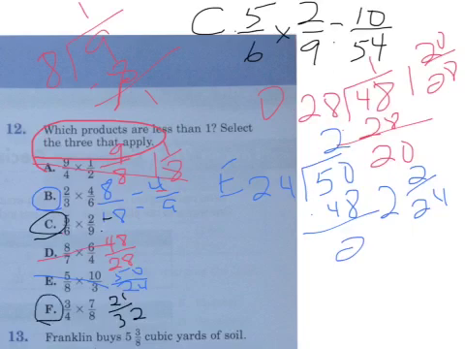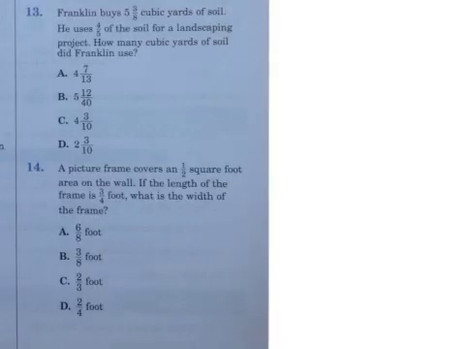Okay, so let's go to number 13. Franklin buys 5 3/8 cubic yards of soil. He uses 4/5 of the soil for a landscaping project. How many cubic yards of soil did Franklin use? So let's go ahead and take this mixed number and make it an improper fraction. And let's say 8 times 5.